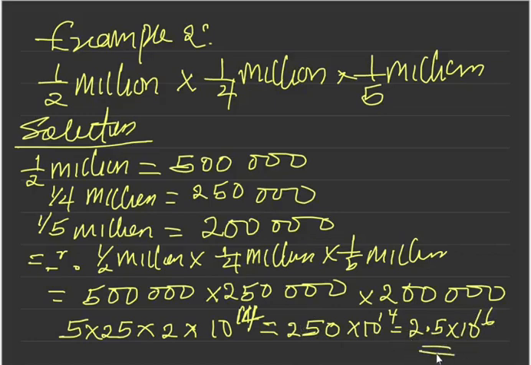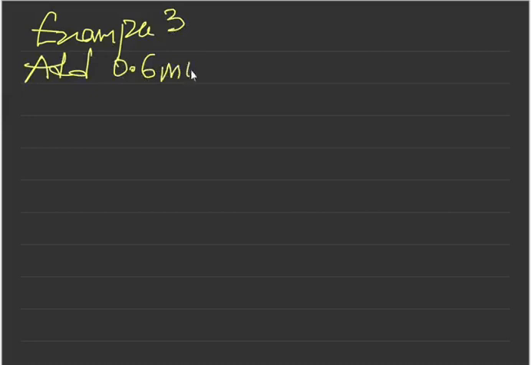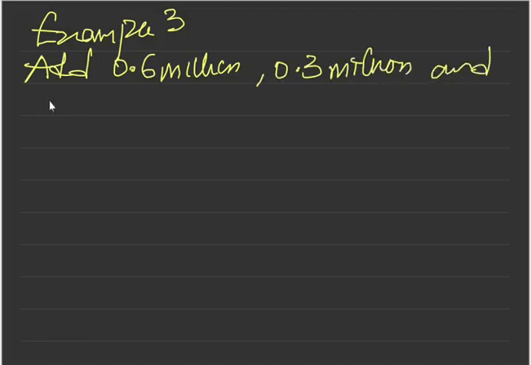So this is a real life application of whole numbers. How do we use it? Let's also have another example. As we do more examples, we help you understand it better. Let's have example 3. Somebody says add 0.6 million, 0.3 million, and 1.8 million. So let's have the solution.